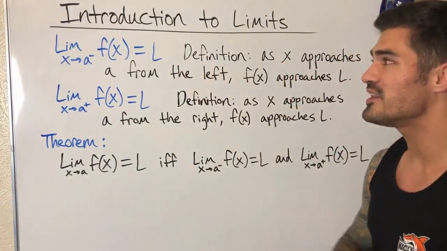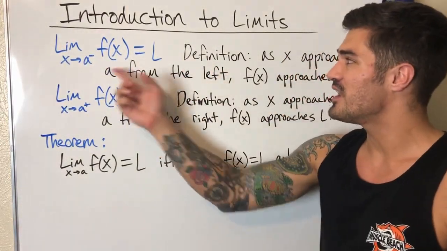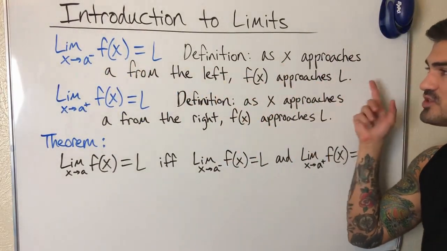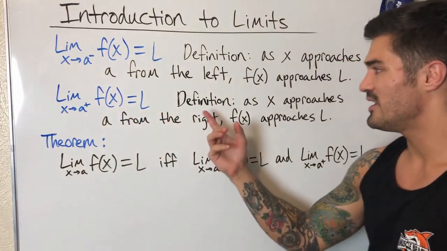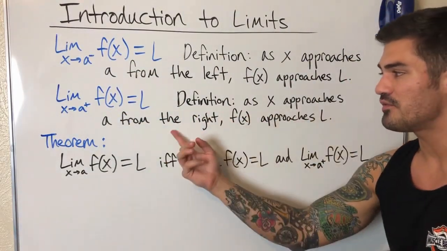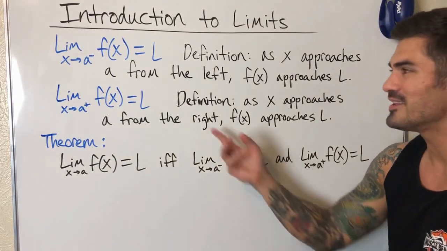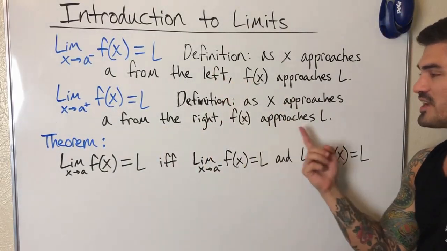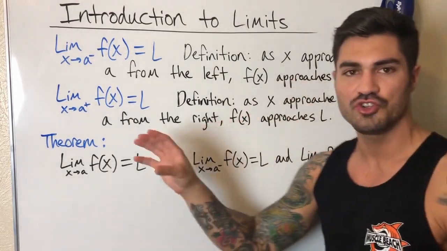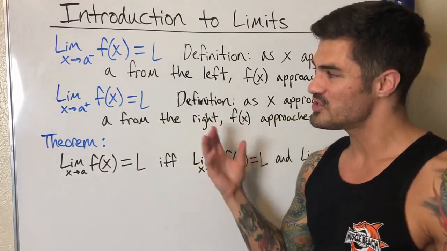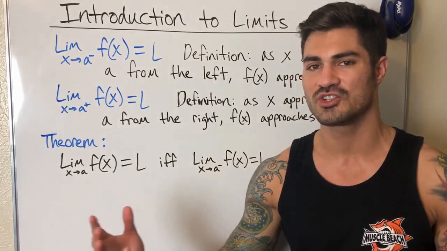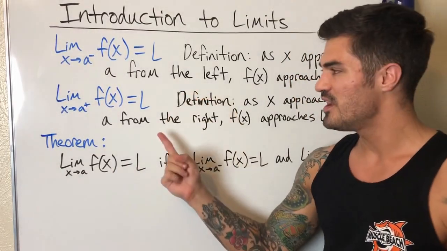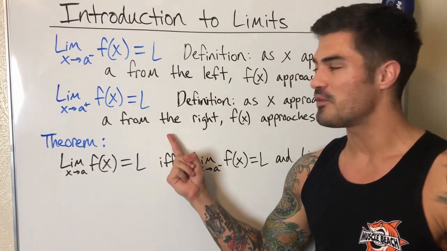So we have our one-sided limits. So let's read our left-handed limit definition. As x approaches a from the left, f of x approaches L. And for our right-handed definition, we have as x approaches a from the right, hence right-handed, right? That's why we call these left and right-handed. As x approaches a from the right, f of x approaches L. So these definitions should look really familiar. It's almost the same as the definition of a limit that we just saw. The only difference is what? This is specifically approaching from the left, and this is specifically approaching from the right.